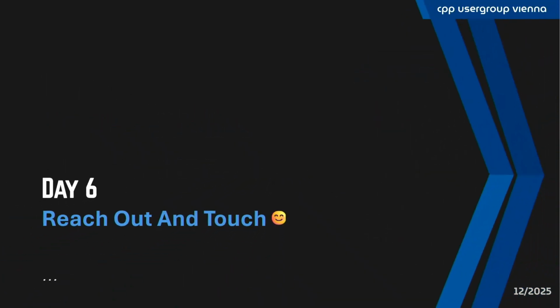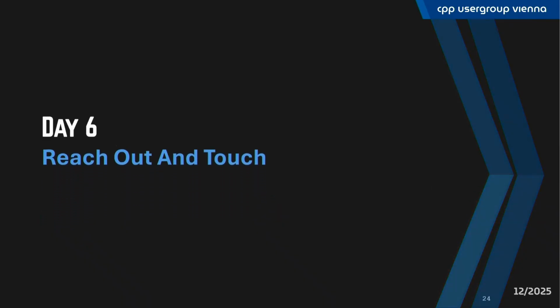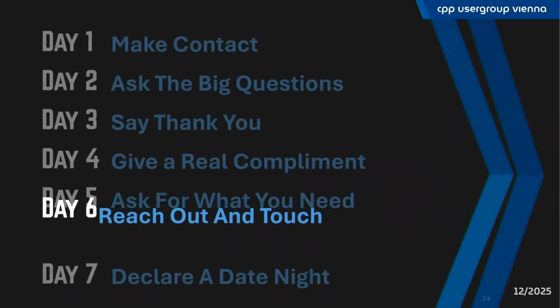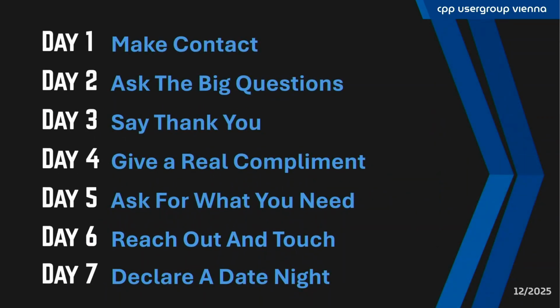So, day 6, reach out and touch. Well, now it gets a little bit weird. Maybe because this is not a programmer's book. This is a book about having a good relationship, having a romantic relationship, having a thriving relationship, you can read it. And actually, when I read that book some time ago, I realized, hey, I'm doing most of the stuff. There might be the one or the other thing which I'm not doing, but this is just 1 or 2% of the book. And, well, declare date night, I don't want to explain it to you.